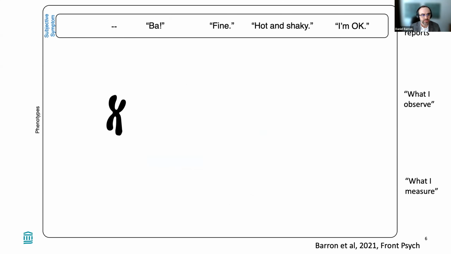So clinical data can be broken down into 3 broad categories, right? There are subjective symptoms, which is what the patient describes, and depending on what's going on, they might have any of these types of verbal complaints or statements. Depending on their age, they might be like one of my kids right now. They might be just fine, hot and shaky, or okay.